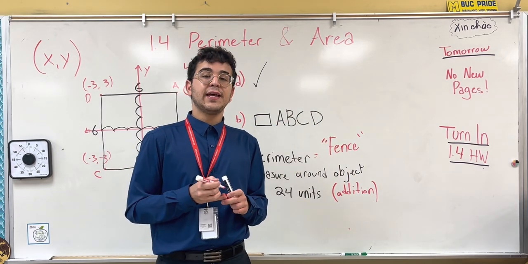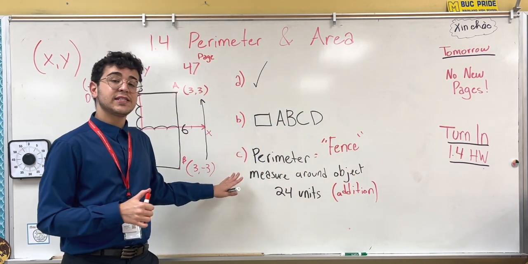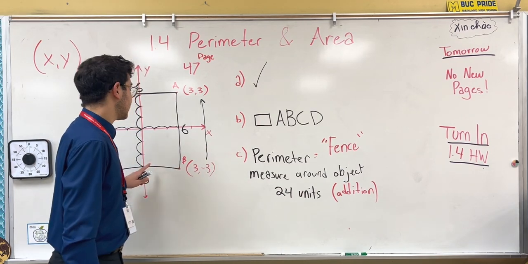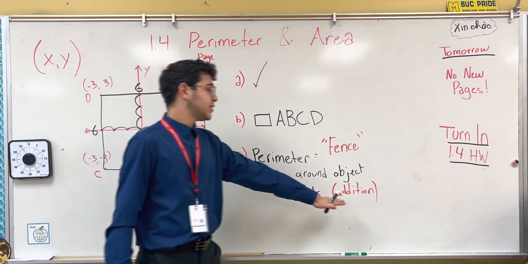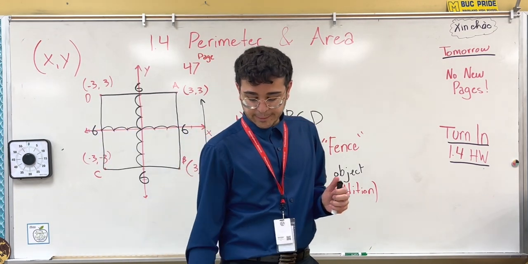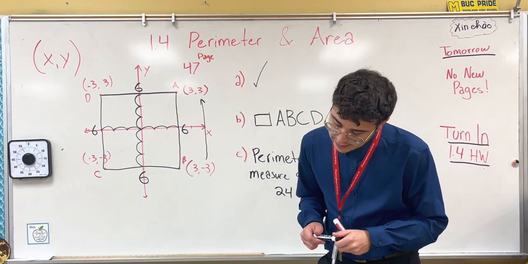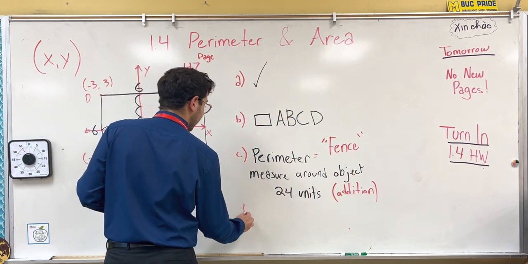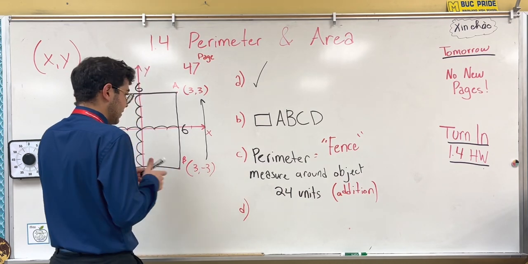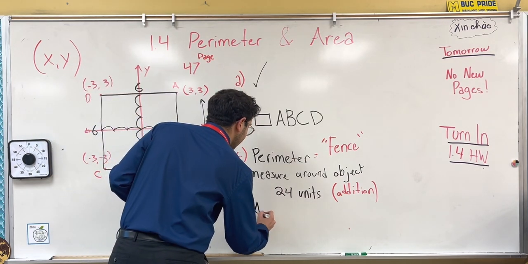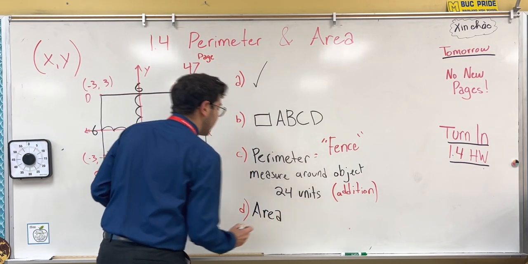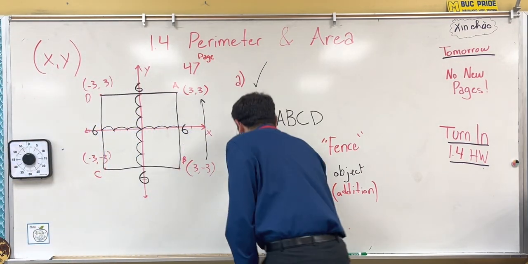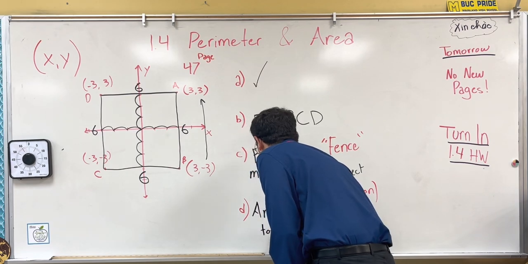You might have to use a length formula or distance formula that we learned yesterday if it's a complicated object, but usually we can just do addition and we'll talk more about that. Finally, we have D. Explain how you find the area. Okay, area. Well, as the name alludes, area is the total space or the total area that the object takes up. So we can write total space.